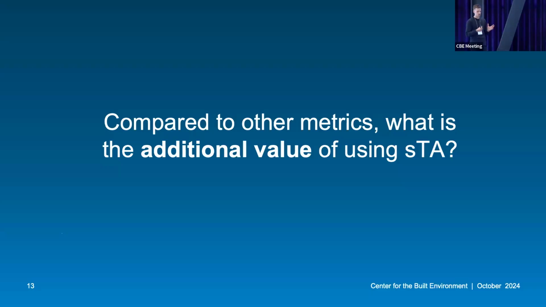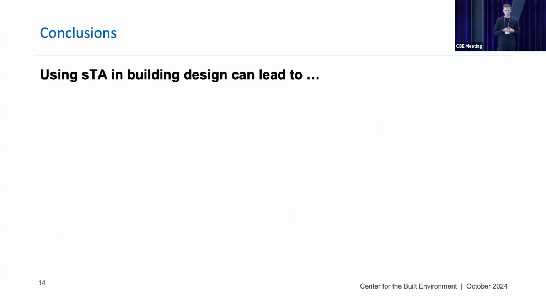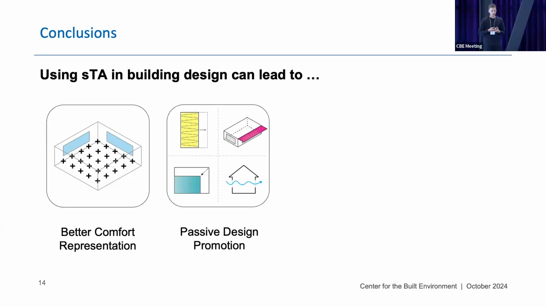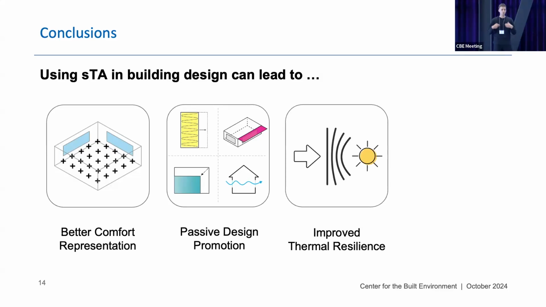So now the final question: compared to all the other metrics that we already use right now, what is the additional value of using STA? What's the main benefit? I want to conclude with this. Using STA in building design can lead to a better representation of comfort, so we know much more about the thermal differences across a space. It will naturally lead to promotion of passive design solutions that will improve thermal resilience of buildings.